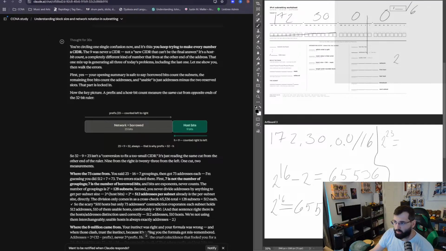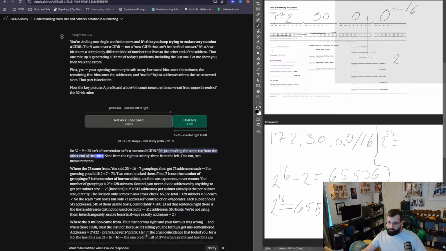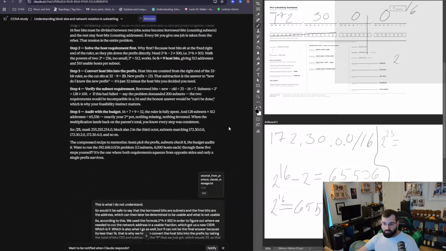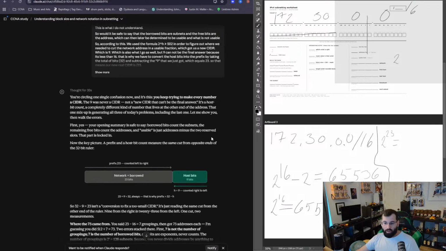Okay, keep going. The 32 minus 9 equal to 23 isn't a conversion to fix a too-small CIDR. It's just reading the same cut from the other end of the ruler. 9 from the right is 23 from the left. Okay, so I was counting 9 as the new CIDR, but that's not it. It was actually 23. It's starting to come together. Let's clear the 2 concept questions first, because the walkthrough depends on them.